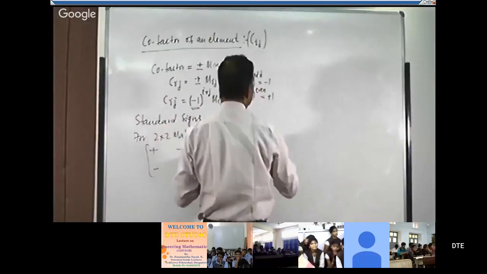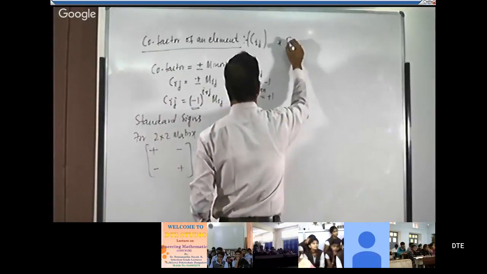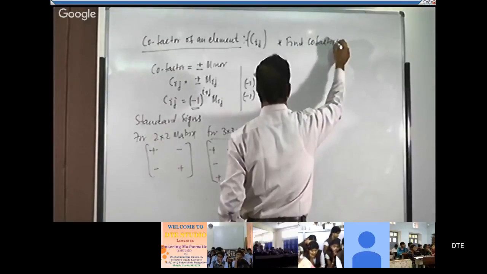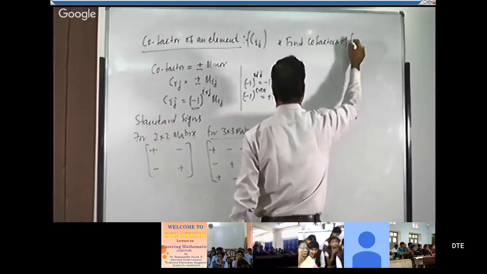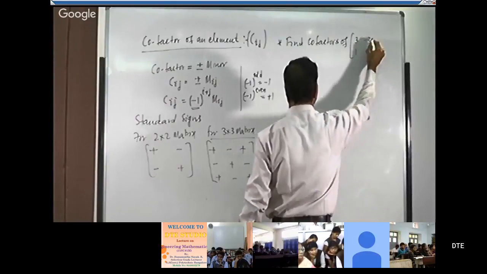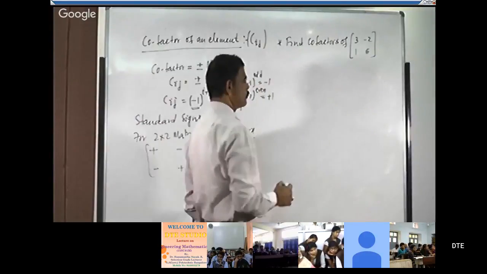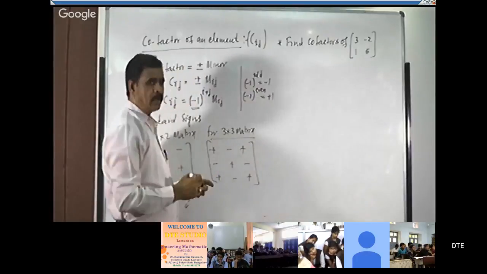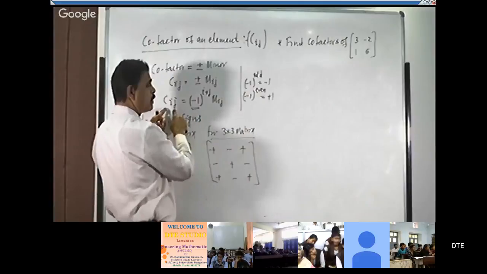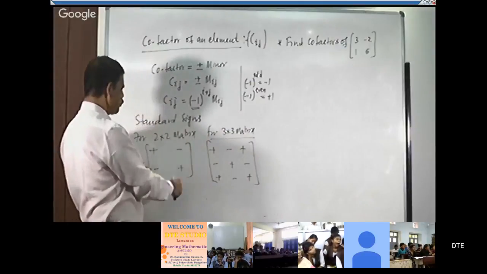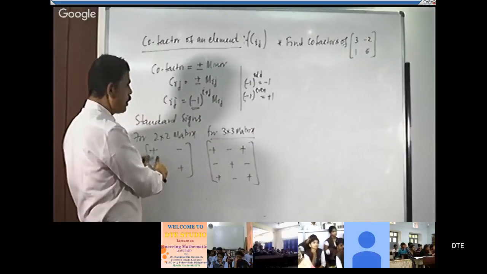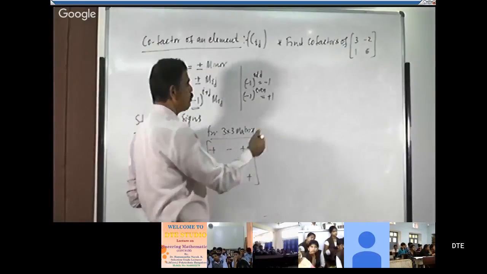The question goes like this: find the cofactors of a 2 cross 2 matrix 3, minus 2, 1, 5. I can write the cofactor in 2 ways, by using this formula, or by using this standard symbol. A very simple method is to take the standard symbol.